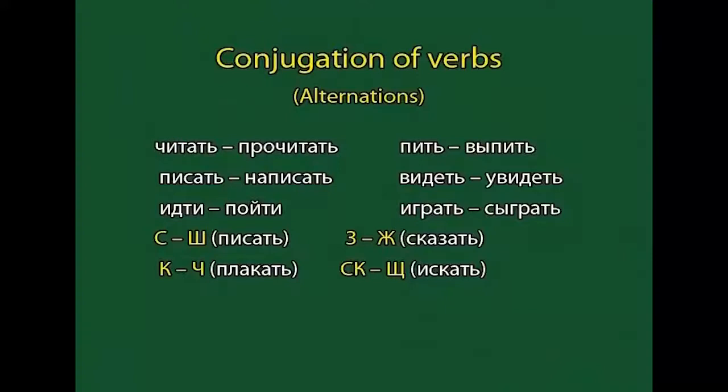As you can see, chitaj is imperfective aspect, prachitaj is perfective aspect. Peach is imperfective, vipich is the perfective aspect. Pisach, imperfective, napisach, perfective aspect. Vijich, imperfective, uvijich, perfective aspect. Ichi, which is to go or to come, is imperfective aspect and paichi is perfective aspect. Igrach, to play, is imperfective aspect and sigrach is perfective aspect.